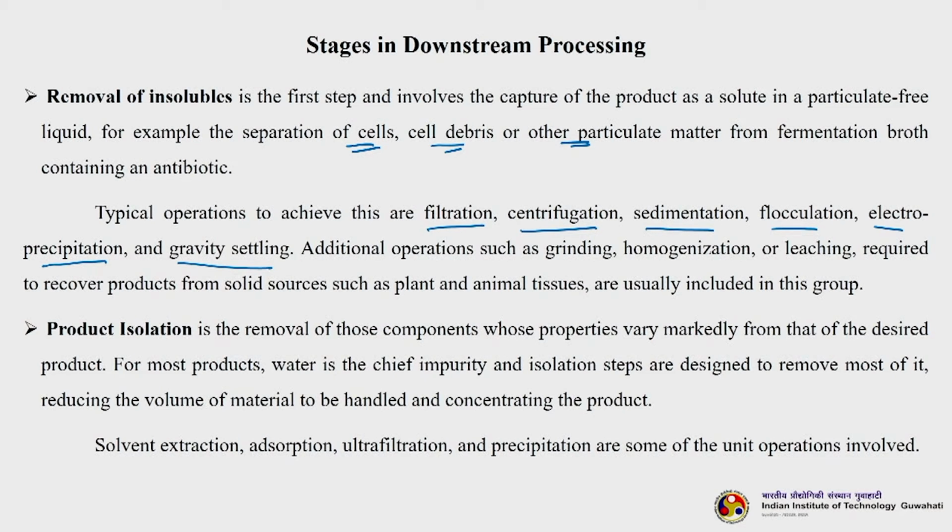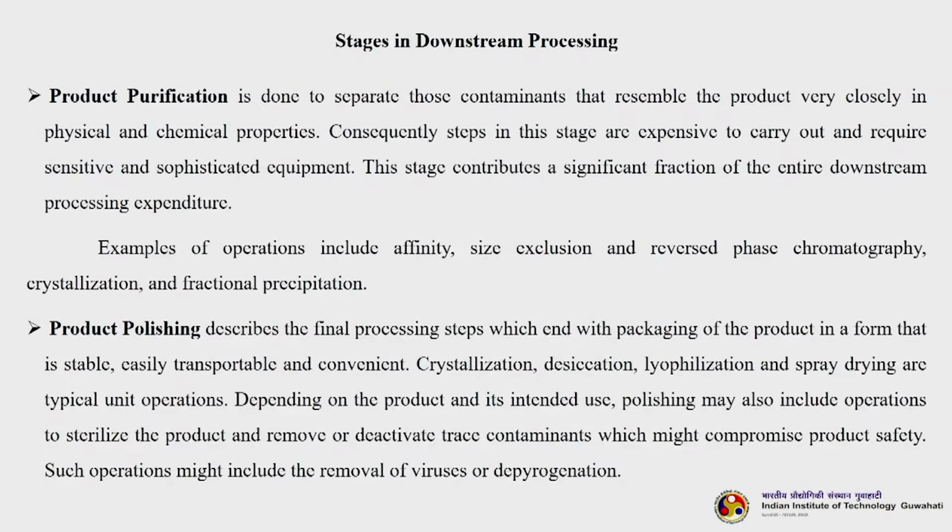Then the second is what? After the removal of insolubles is product isolation. So, this is the removal of those components whose properties vary markedly from that of the desired product. But for most products, water is the chief impurity, okay, and isolation steps are designed to remove most of the water, reducing the volume of the material to be handled and concentrating the product. So, solvent extraction, adsorption, ultrafiltration and precipitation are some of the operations.